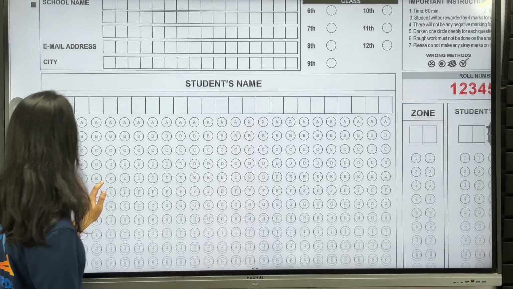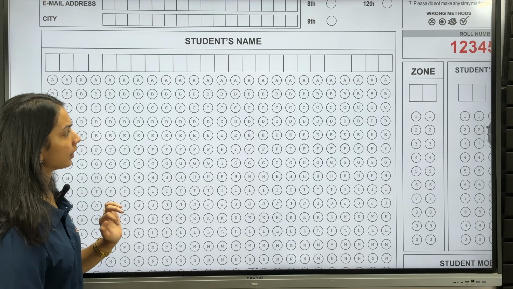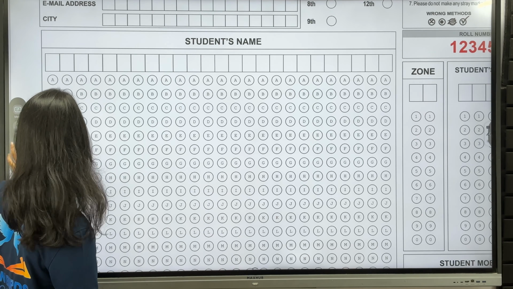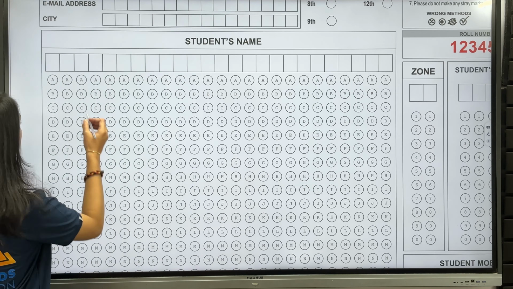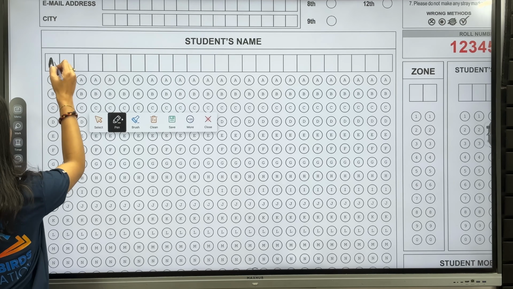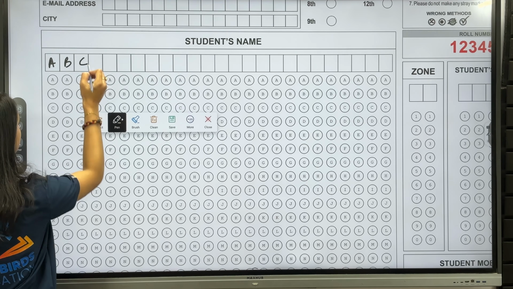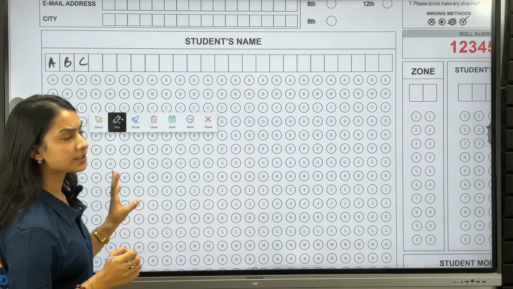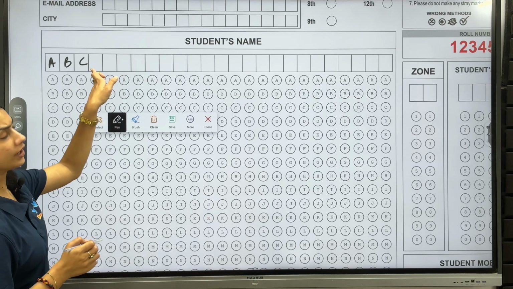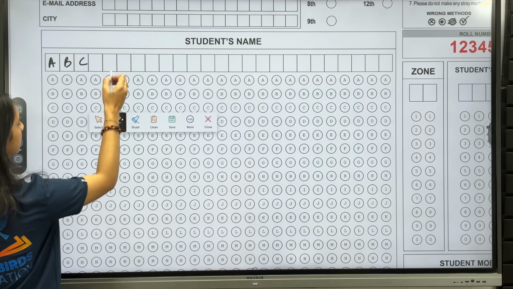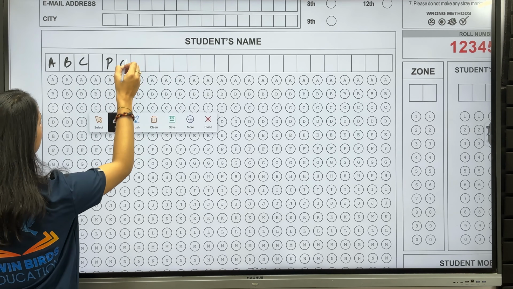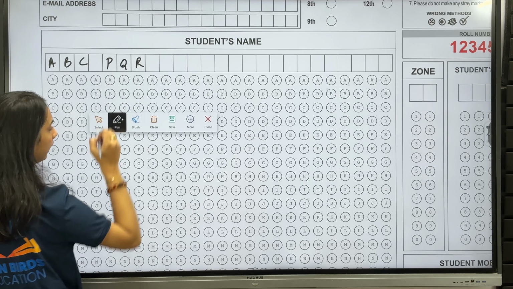Then the other is your name. Now how you can fill your name: let's suppose your name is ABC. If you have a surname, just leave one block and write your surname. Here it is PQR.